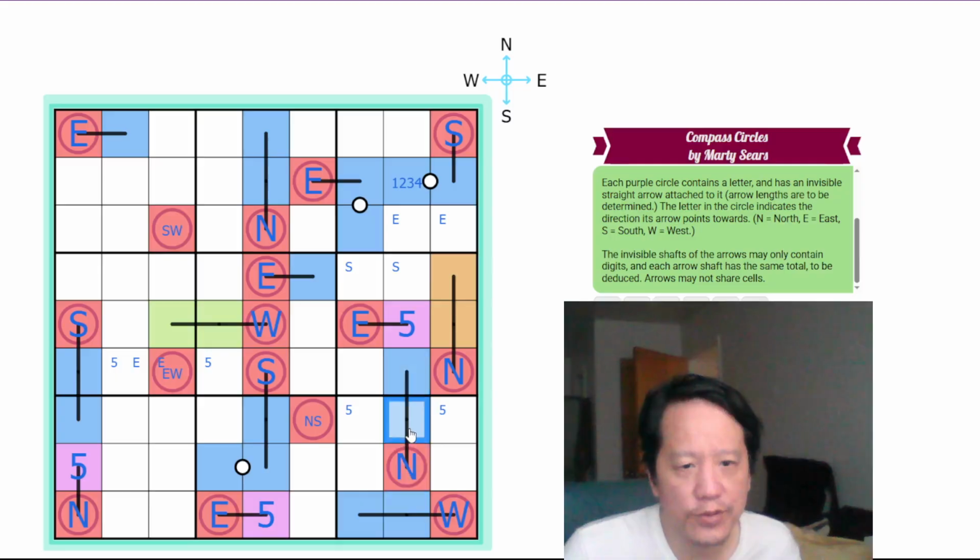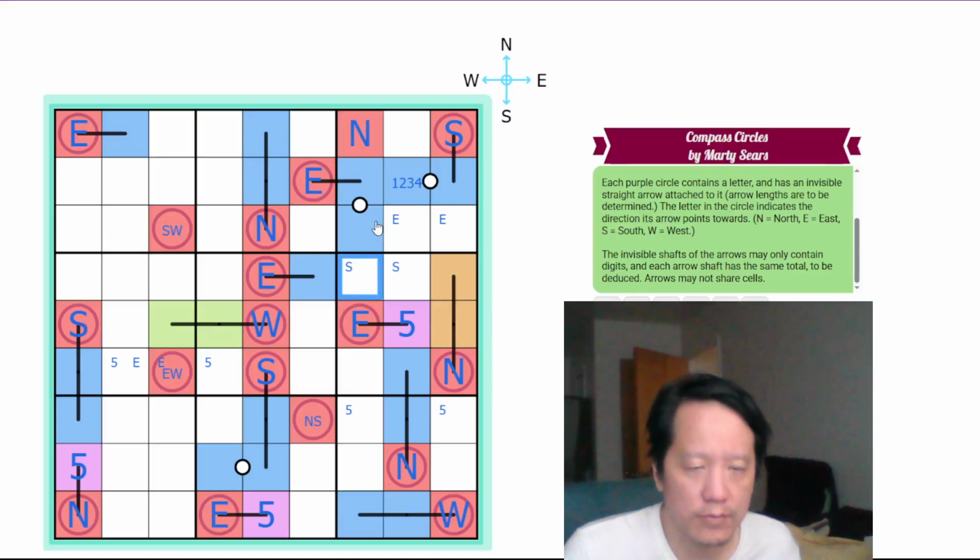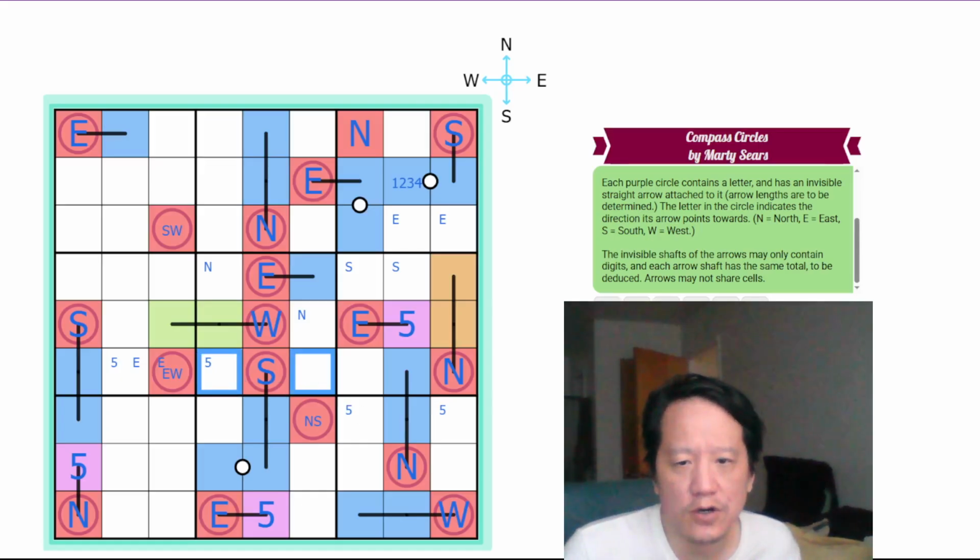This is north. North cannot be either of these. Where's north in column 7? It must be there. Now we have west. West can't be either of these. North can't be here. North can't be one of these. So north has to be one of those two. Therefore, these are definitely digits.